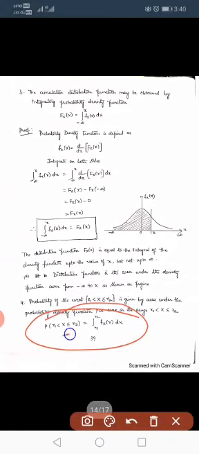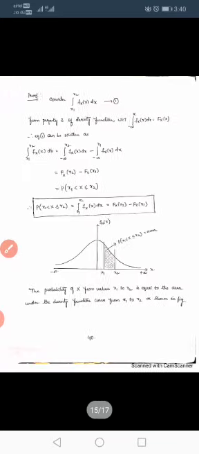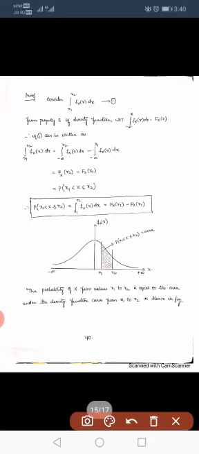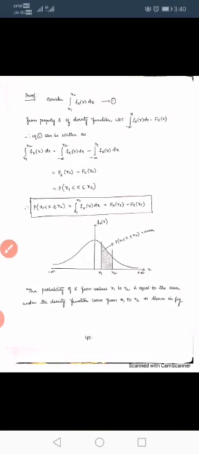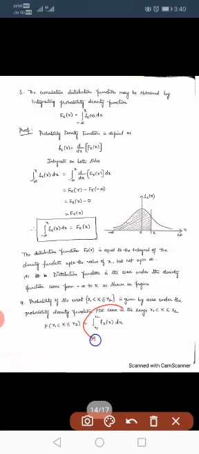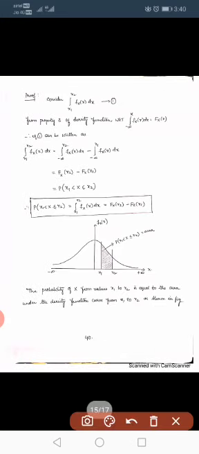The probability that a random variable capital X lies in the interval x1 to x2 is given by the integration of the density function curve over the interval x1 to x2. Now let us see the proof of this. Consider the left hand side expression and the right hand side expression, integral x1 to x2 density function. Consider this x1 to x2 density function curve, that is fx of x dx.